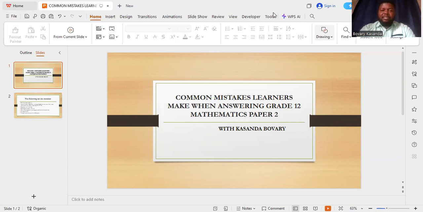Today, I want us to look at paper 2 for the grade 12s. I'm specifically looking at the common mistakes learners make when answering grade 12 mathematics paper 2.